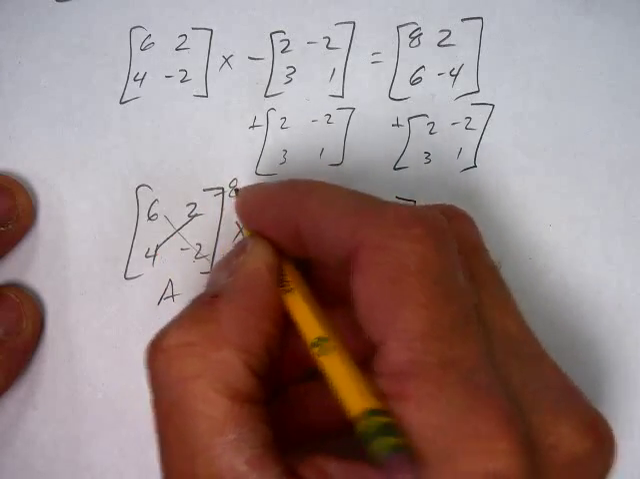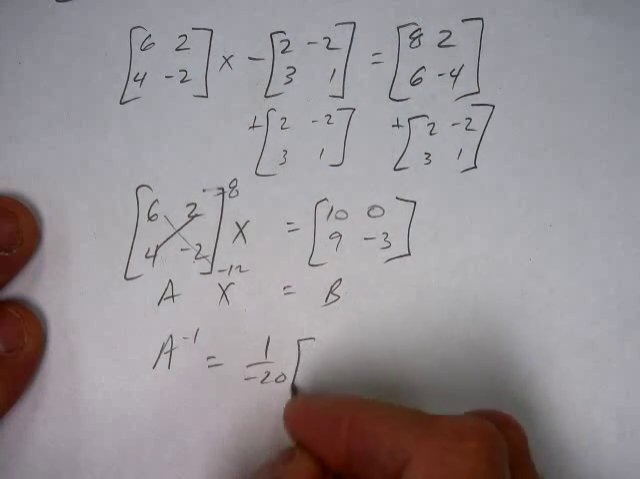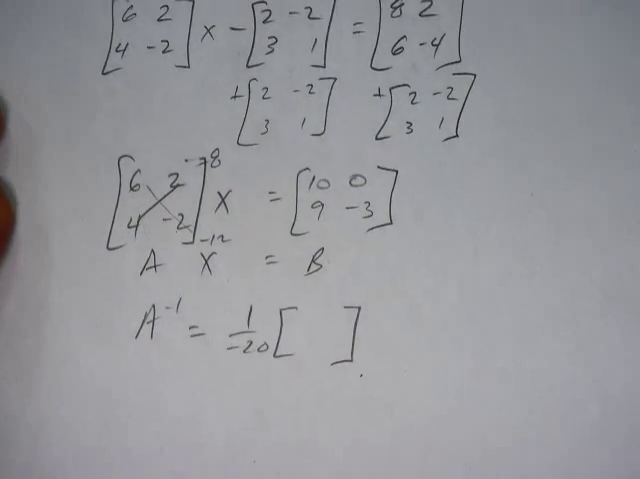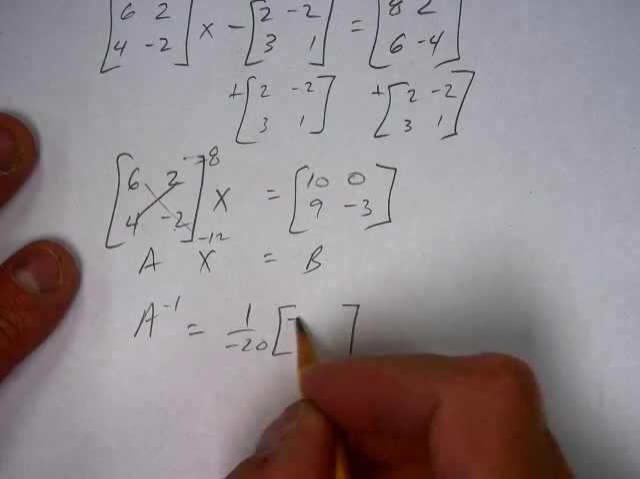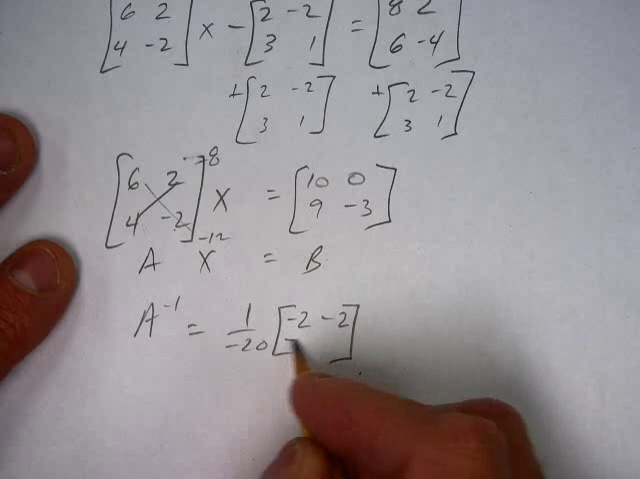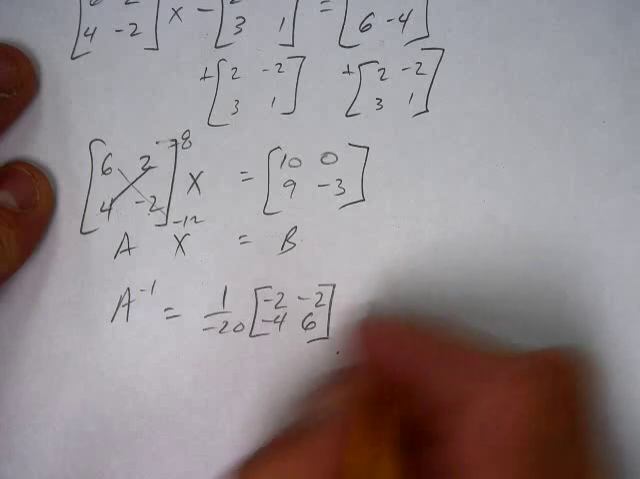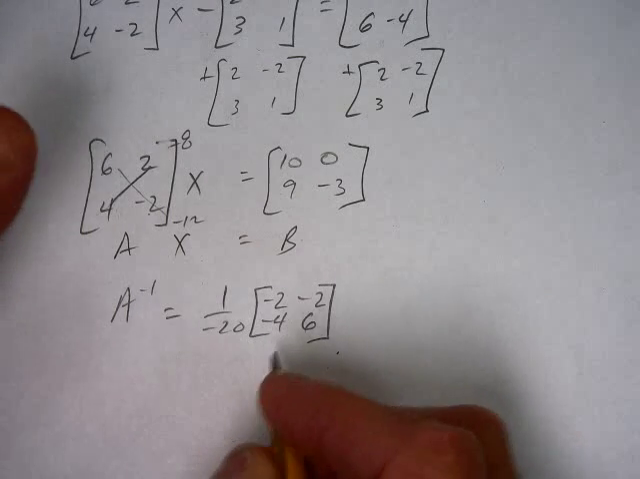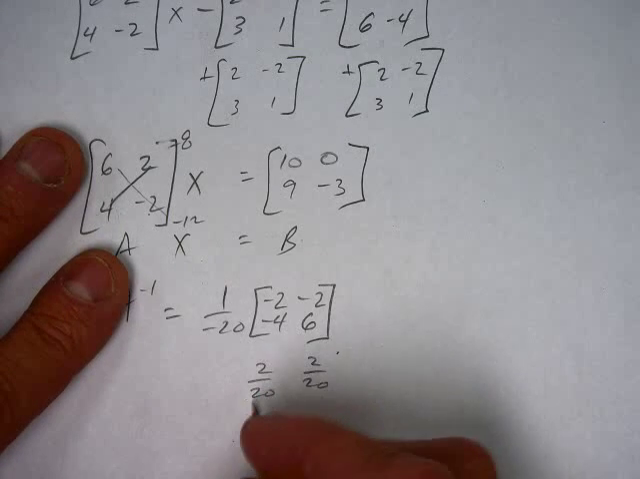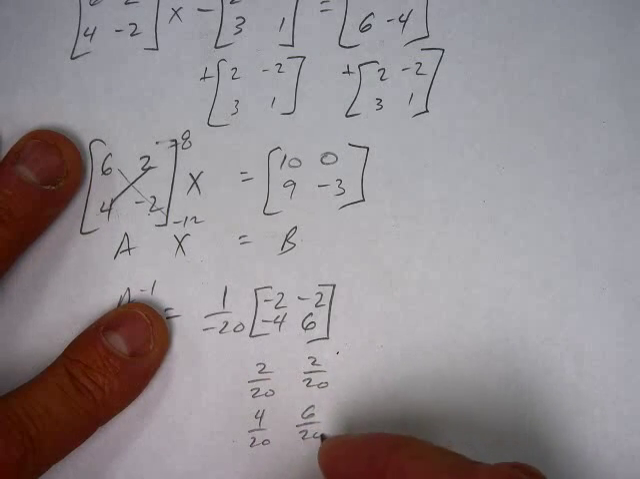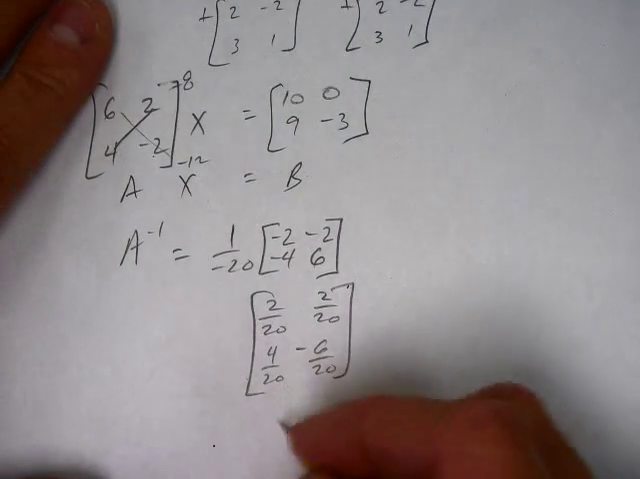Negative 12, negative 8, negative 12 minus 8 gives me negative 20. 1 over negative 20 times the funked up matrix, which, what's my funked up matrix going to be? Negative 2, you're right. Negative 2, negative 4, and 6, good. Because we take these two, we switch them, and these two, we make them the opposite. So now I'm just going to leave it in 20ths, 2 20ths. Good. 4 20ths and 6 20ths. So that right there, negative. Thank you. Good. So that right there, that's the inverse.